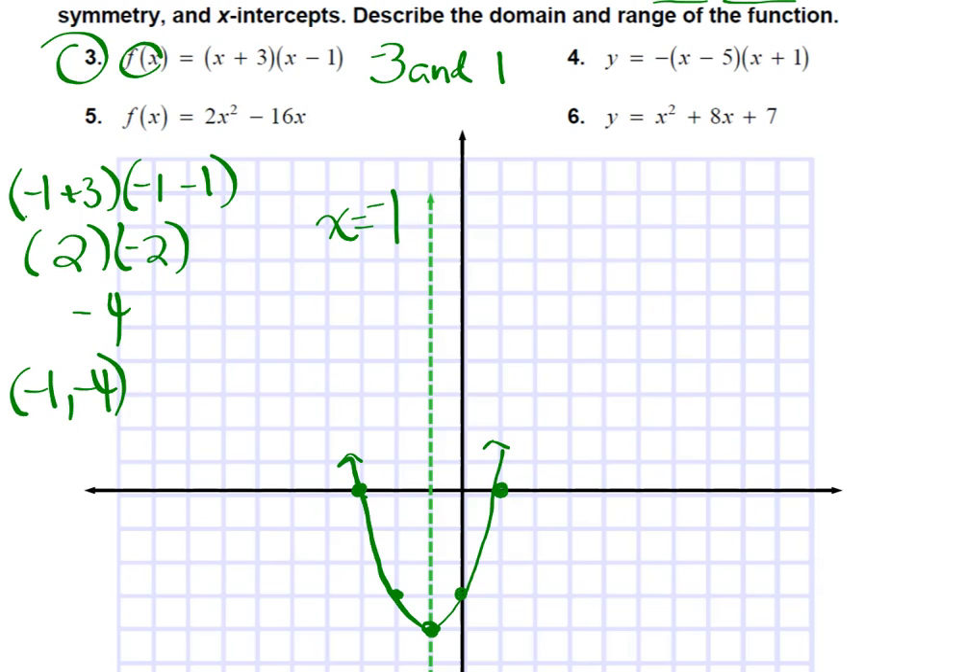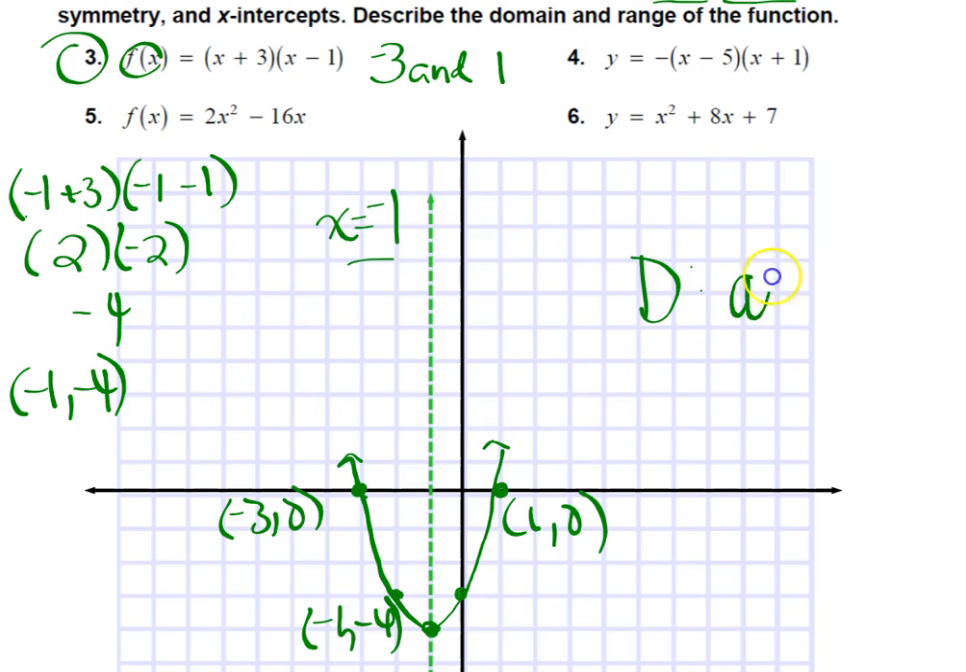So we need to identify all the parts that they asked for. The vertex, we're going to identify down here as -1, -4. Our x-intercepts are -3, 0, and 1, 0. We already labeled our axis of symmetry at x equals -1. And so the last thing we need to talk about is the domain and range. What is the domain for this function? All real numbers. We know for quadratics, we can use all real numbers unless we're talking about a word problem, and then we need to be careful.